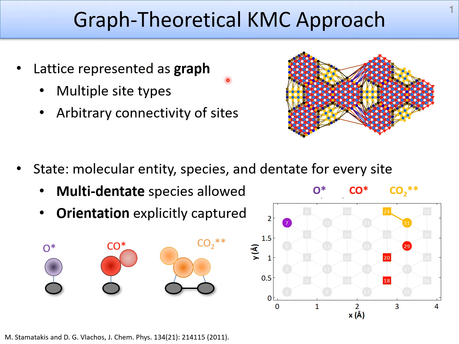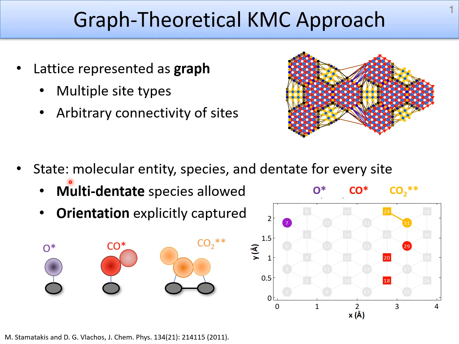And of course, since we have the graph theoretical approach, we can have arbitrary connectivity of these sites to capture the geometry of the nanoparticle. So this is quite a flexible approach. It allows us to capture a vast range of catalytic surfaces and catalytic structures using this graph theoretical approach. Now, this is one of the components. The second component, or type of information that we need, has to do with what kind of adsorbates are sitting on which sites on the surface.